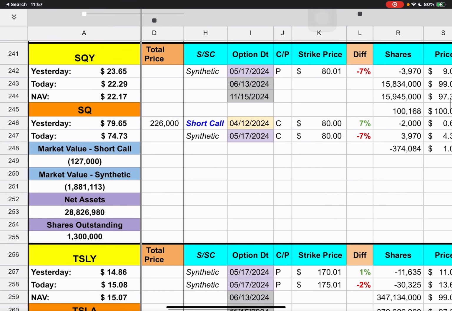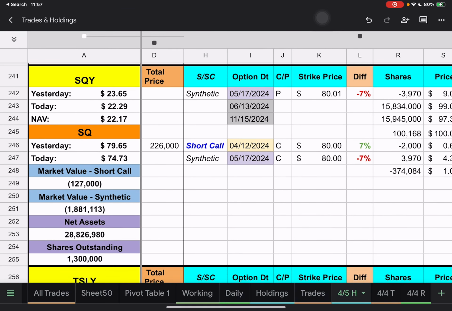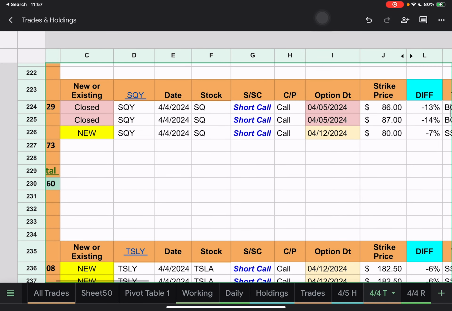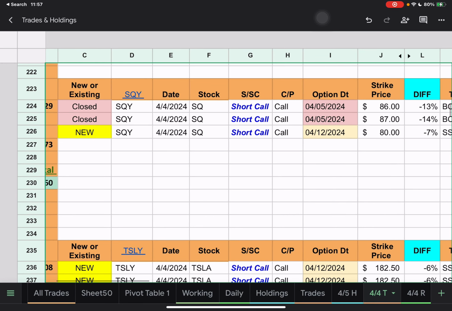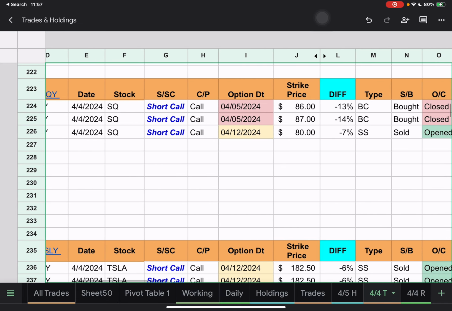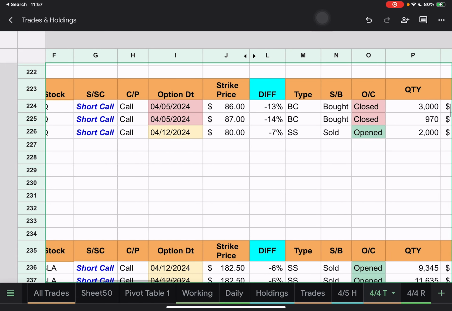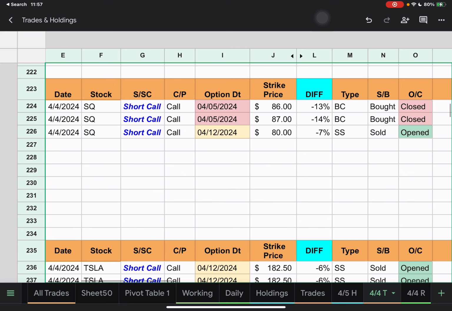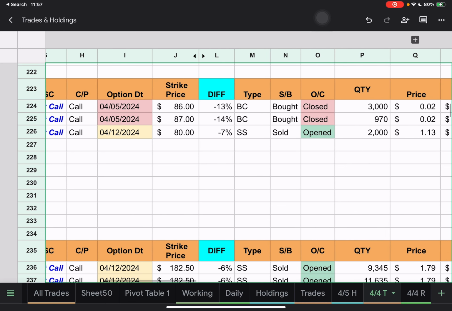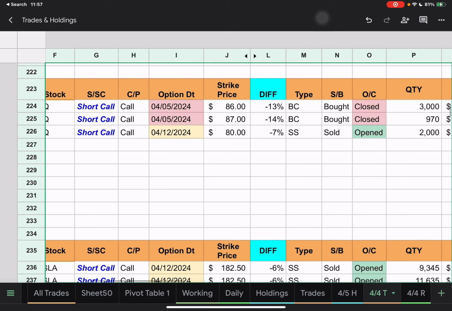And then we have Squee here. So let's go back to those trades. So Squee, they closed out the 2 short calls for this week at the strike prices of 86 and 87. They paid 2 cents a share for all of those. And they only put half of them back on, which is what they've done. I guess this is going to be their new thing, or they're trying it out. So they did half, 2,000, that will expire next Friday with an $80 strike.